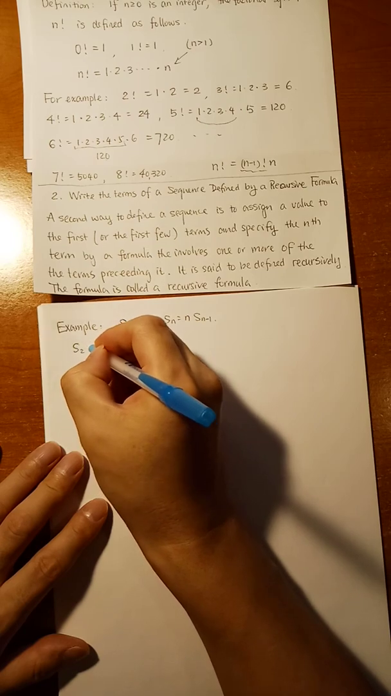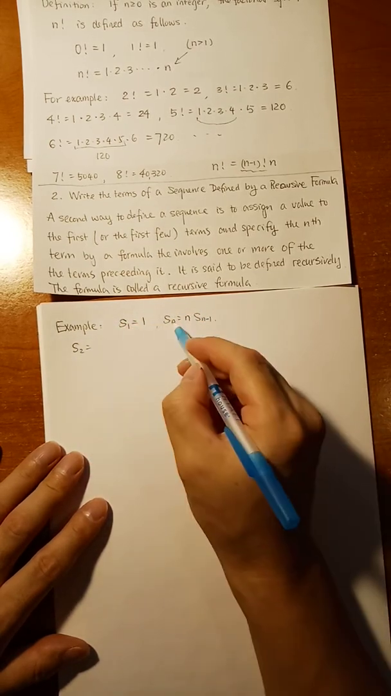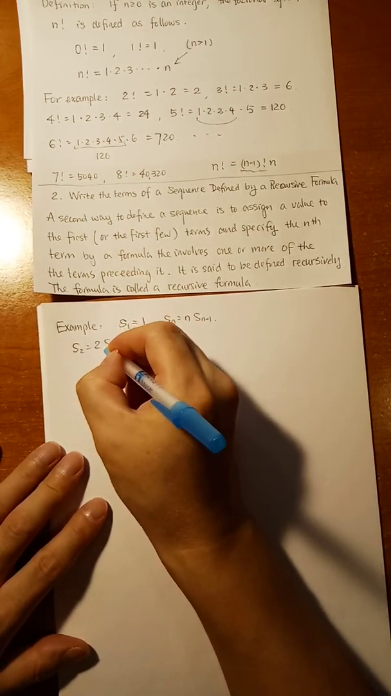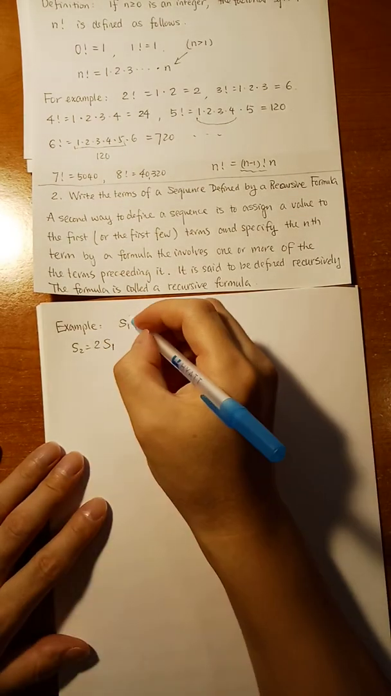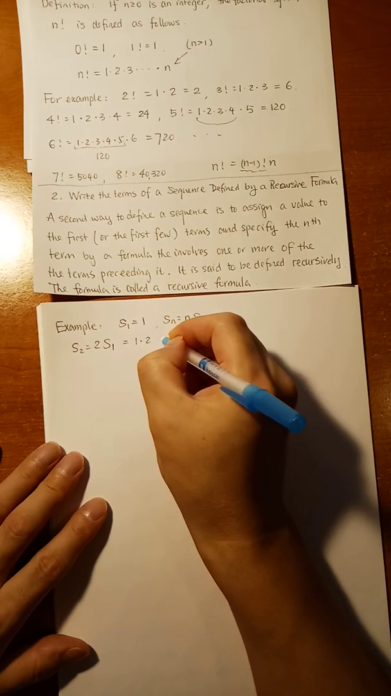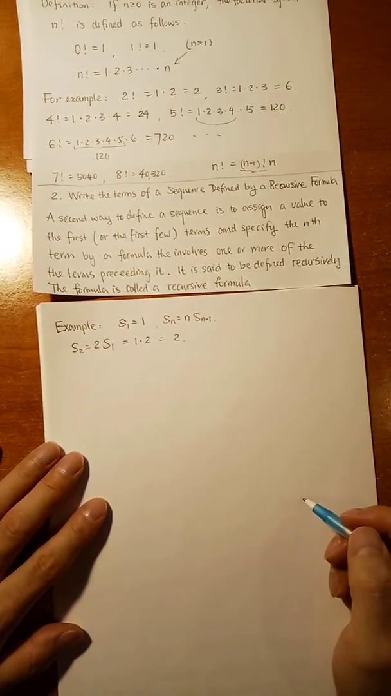Let's talk about S2. S2 is, you see, n is 2. So 2 times S2 minus 1, which is 1. So 2 times S1. S1 is 1, so it's 1 times 2. It is equal to 2.